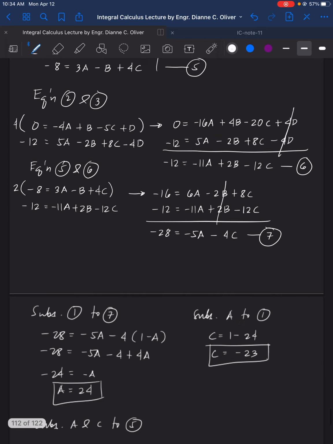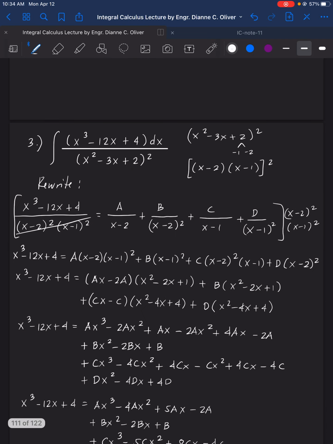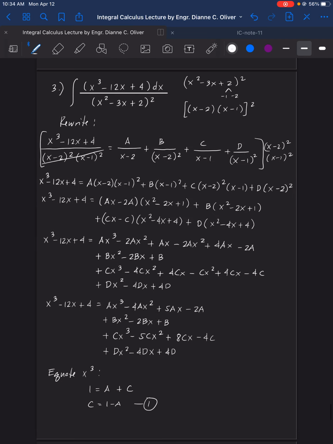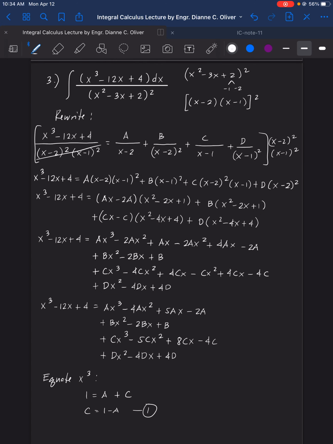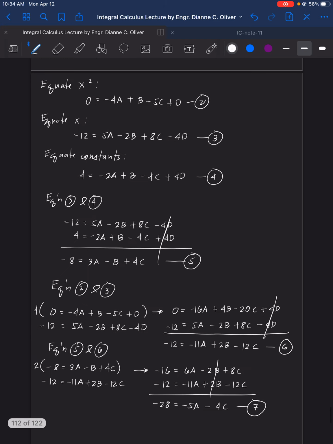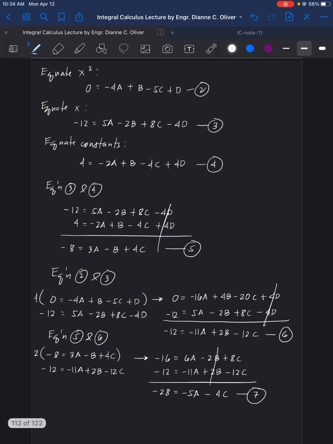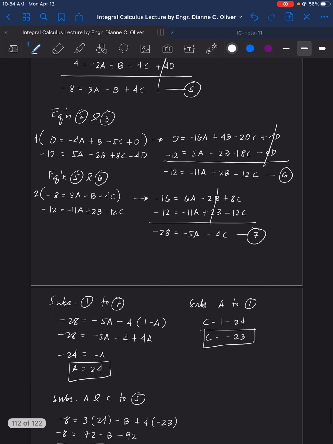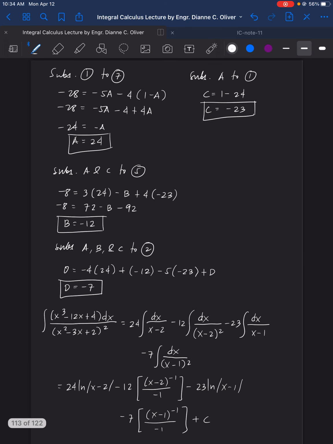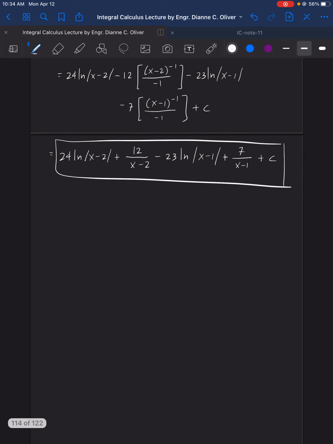Okay, so that's for number 3. You need to rewrite this in your notebook to provide a solution for the given examples. Okay, so that's all for this video.